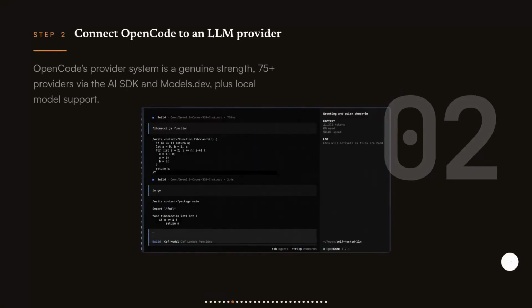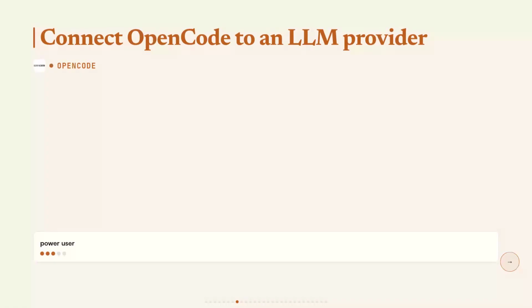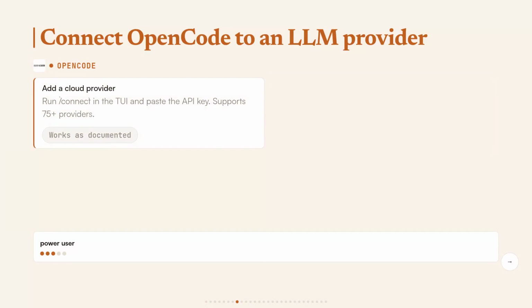This is where OpenCode actually separates itself. Official docs confirm support for 75+ LLM providers through the AI SDK and models.dev, so you're not locked into one vendor from day one. Adding a cloud provider is a single command. Run /connect. Inside the terminal UI, paste your API key. Done. Want to run a local model instead?